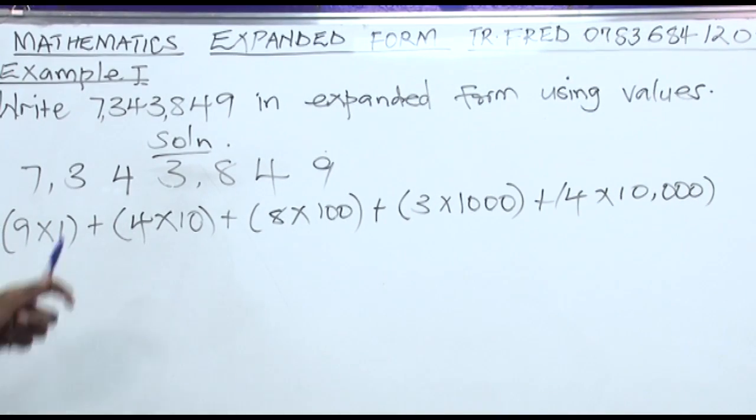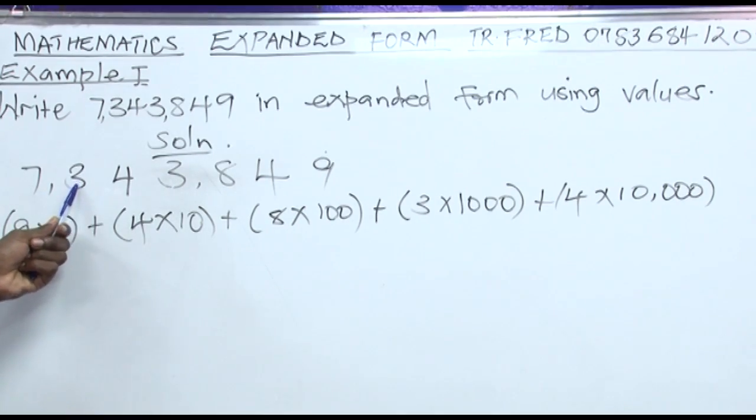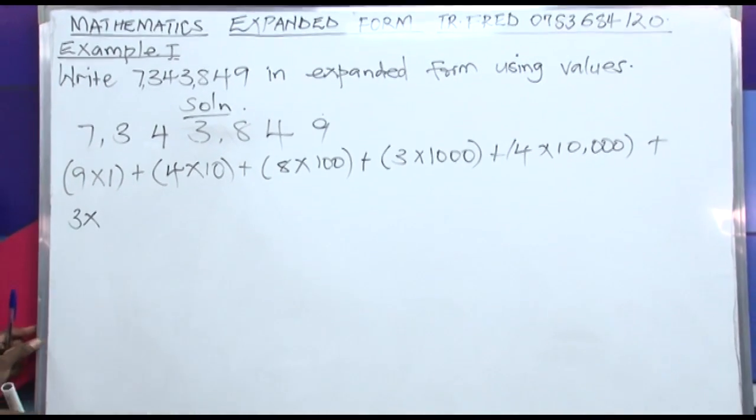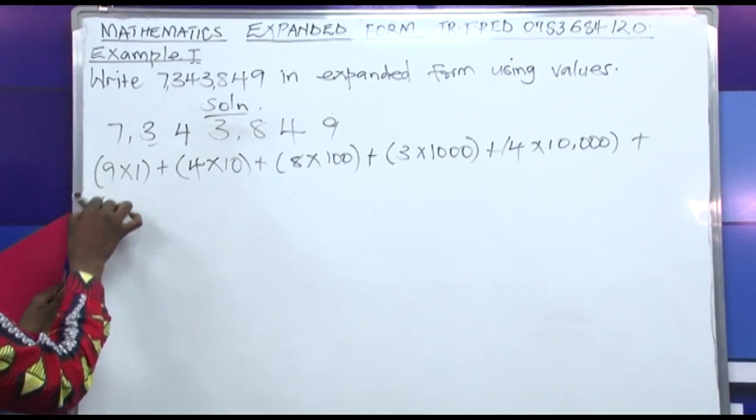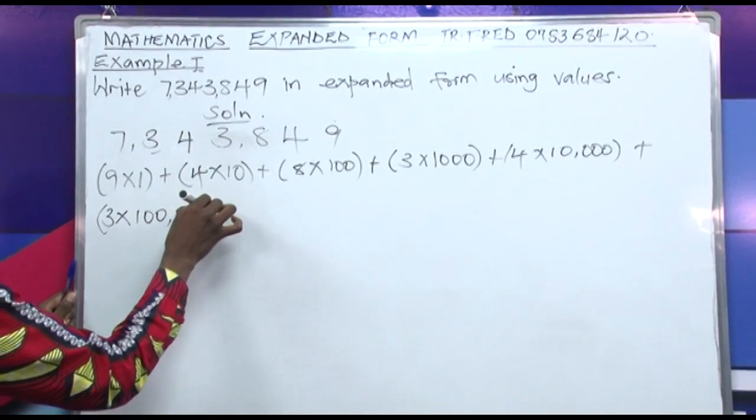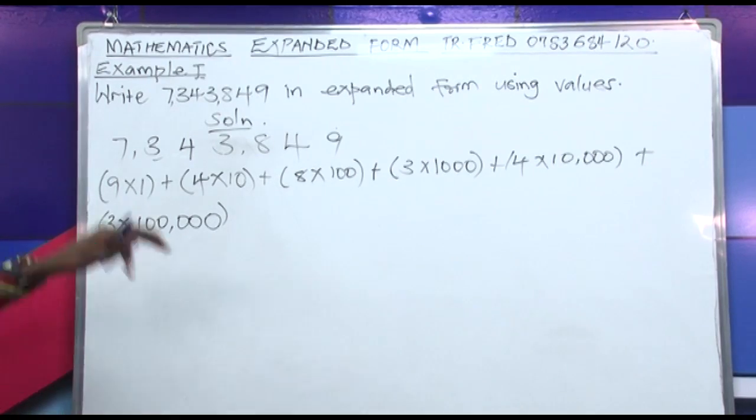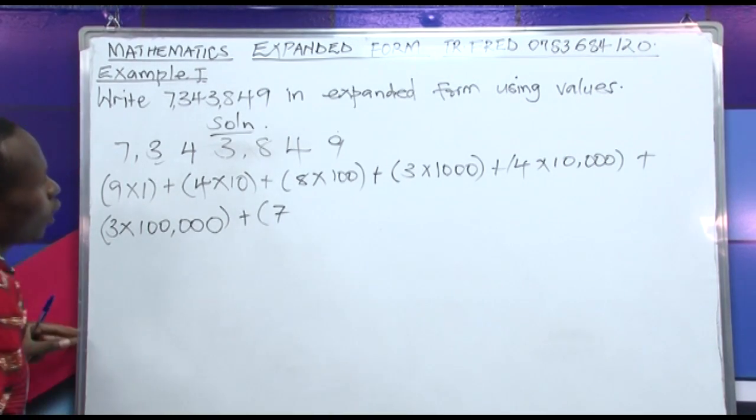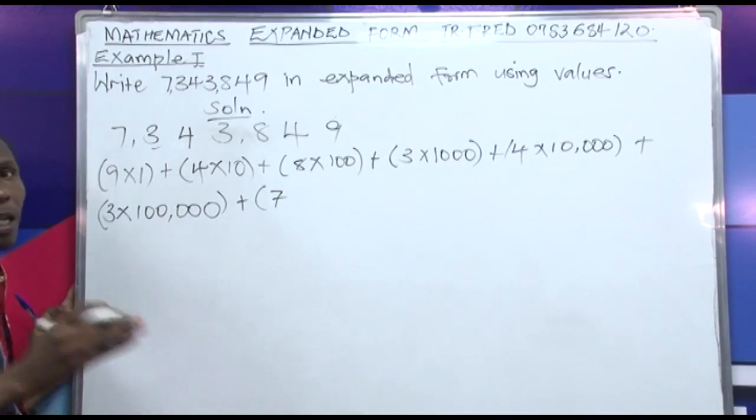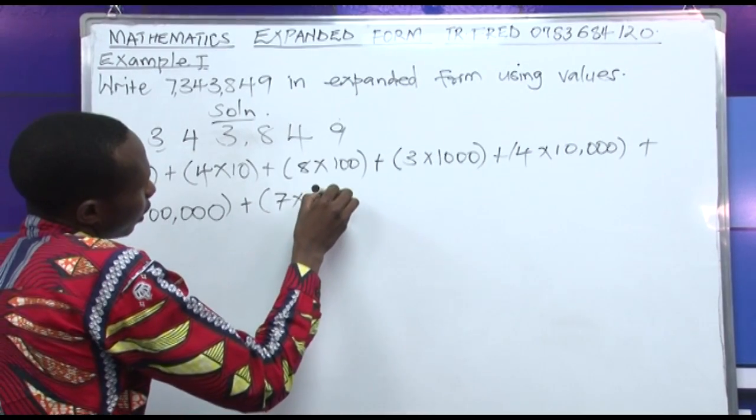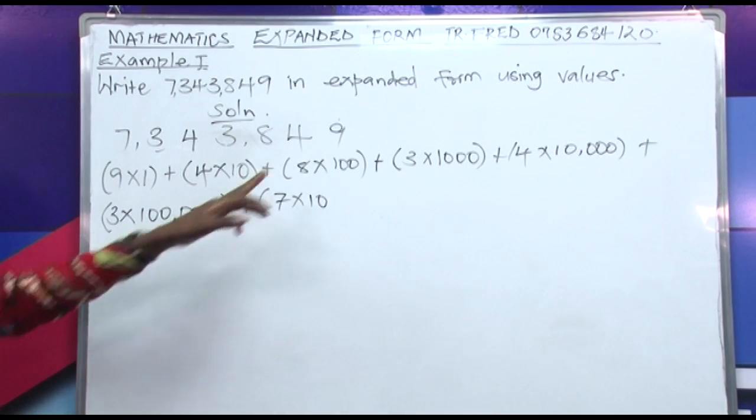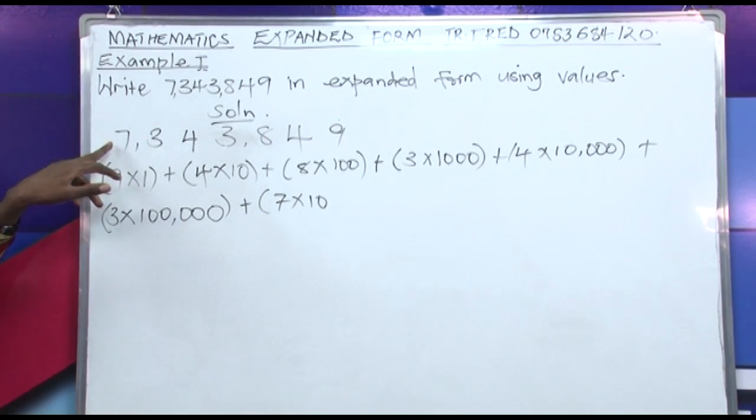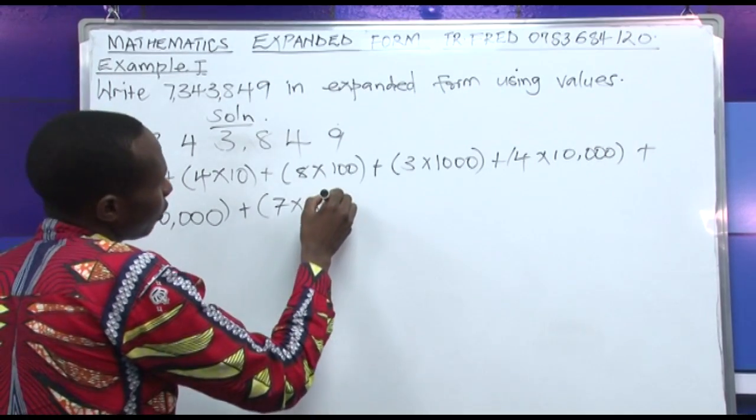We have not completed all our digits, so I continue to the next digit, which is 3. So I also say plus 3 times its place value, which is 100,000. I multiply it by 100,000. Then I come to the next digit, that is 7. What is the place value of 7? It is taking the place value of 1 million, not 100. This is ones, tens, 100, thousands, 10,000, 100,000. If this one is taking 100,000, then 7 will take 1 million. So we multiply it by 1 million, and 1 million has 6 zeros.